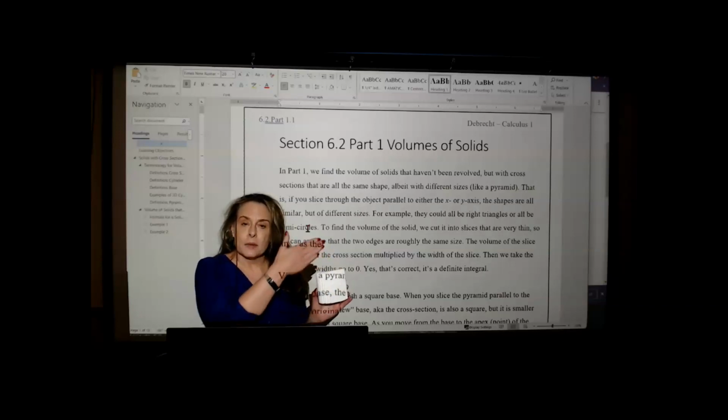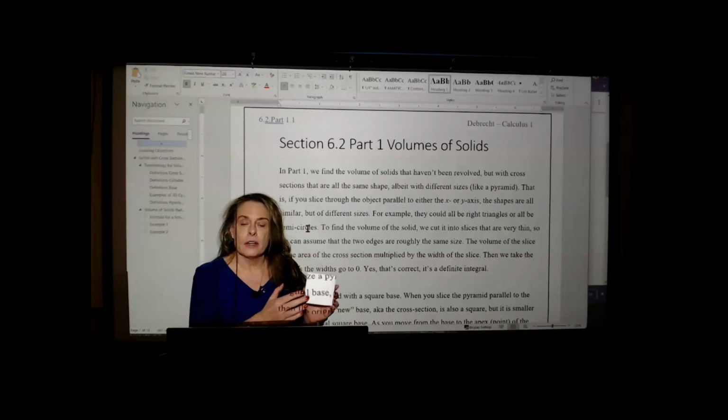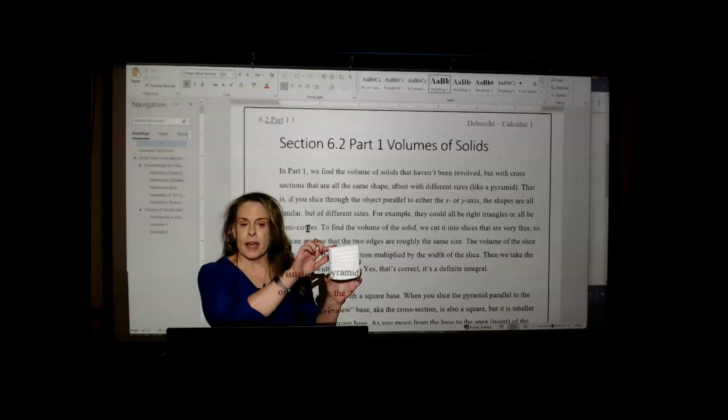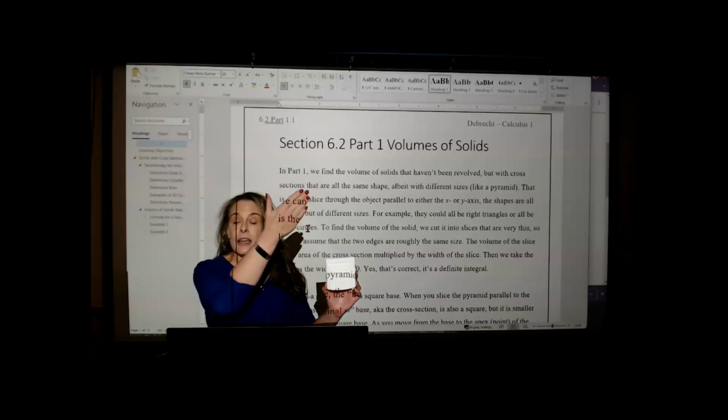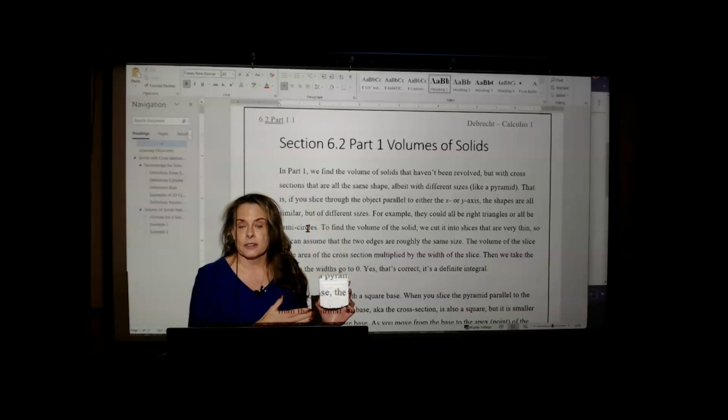When we slice them parallel to that one and look at the cross sections of each piece, in this shape, they all turn out to be squares. In some shapes, they might all turn out to be right triangles or even semicircles. The sizes are all different because it goes up in height and then comes back down. The size of all the squares are different, but they're all squares if I slice in this direction.